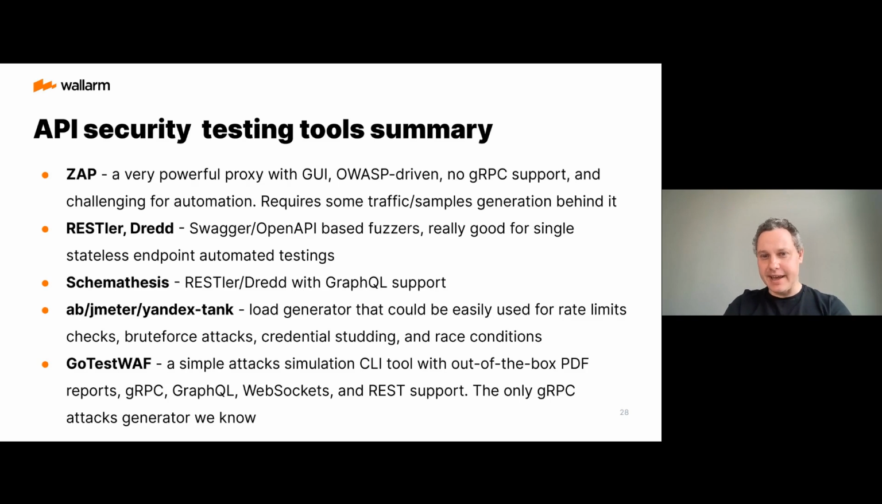There are some tools that can help you test your APIs for volume-based attacks, like ab, which most of you have probably used, JMeter, and everything else. If you want to make sure that your APIs are protected against abuse, those can be a good option. And also there is GoTestWAF. Don't be fooled by the name WAF there. We probably should rename the project.